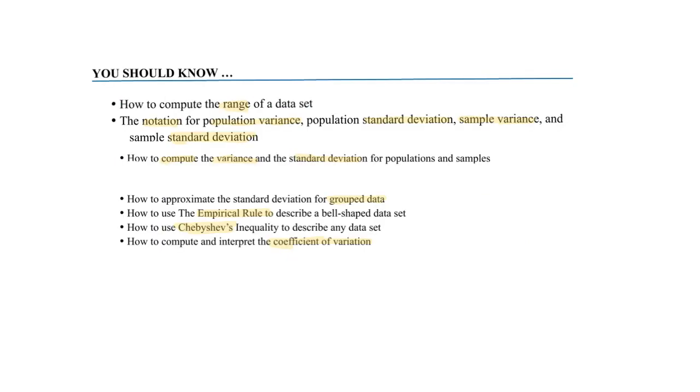In this section, you learned how to compute the range of a data set and the notations for the population variance, population standard deviation, sample variance and sample standard deviation. Also how to compute the variance and standard deviation for populations and samples. Also how to approximate the standard deviation for grouped data, and you learned how to use the empirical rule to describe a bell-shaped data set. Also how to use Chebyshev's inequality to describe any data set, and how to compute and interpret the coefficient of variation.